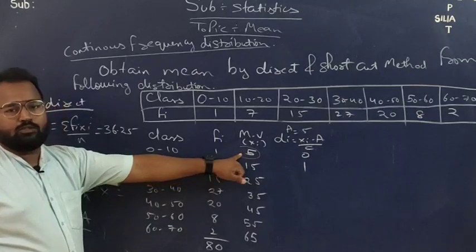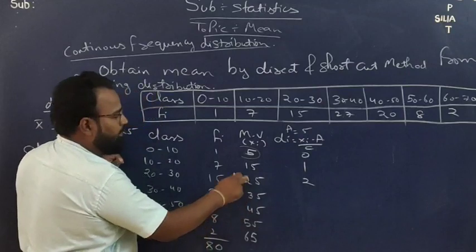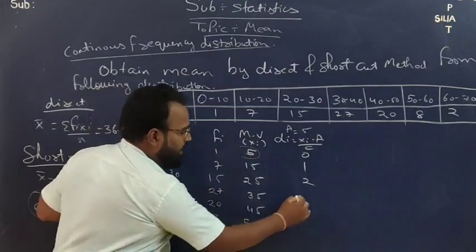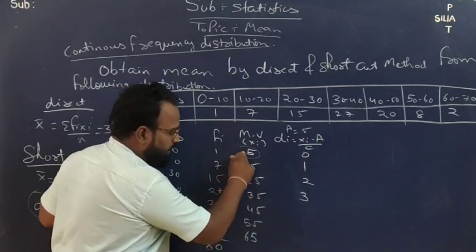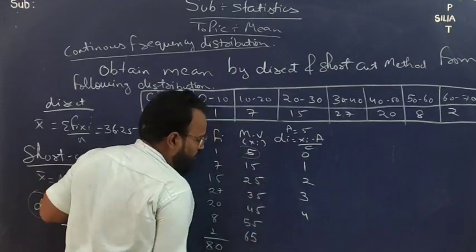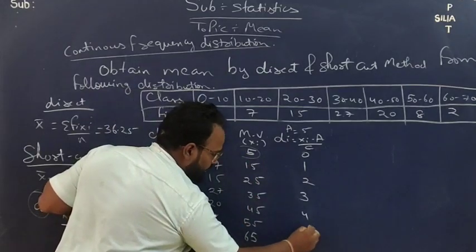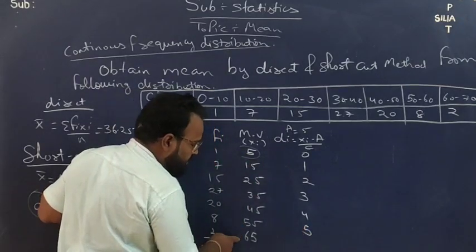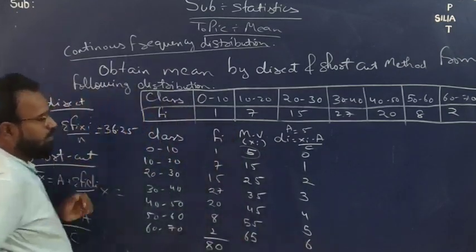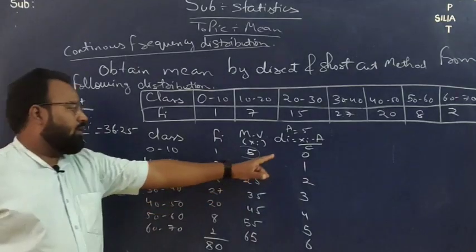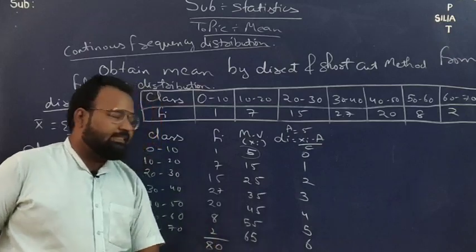25 minus 5, that is 20. 20 divided by 10, that is 2. 35 minus 5, that is 30 divided by 10, that is 3. 45 minus 5, that is 40 divided by 10 equals 4. 55 minus 5, that is 50 divided by 10 equals 5. And last, 65 minus 5, that is 60 divided by 10 equals 6. So we got the values of di, that is 0, 1, 2, 3, 4, 5 and 6.